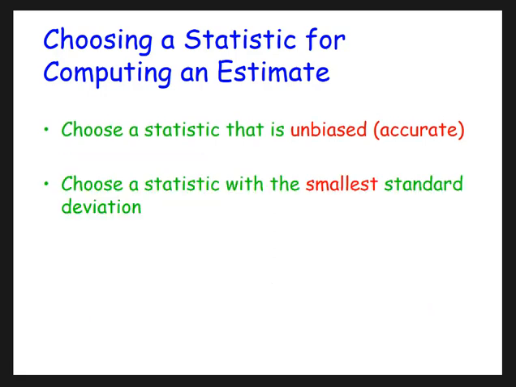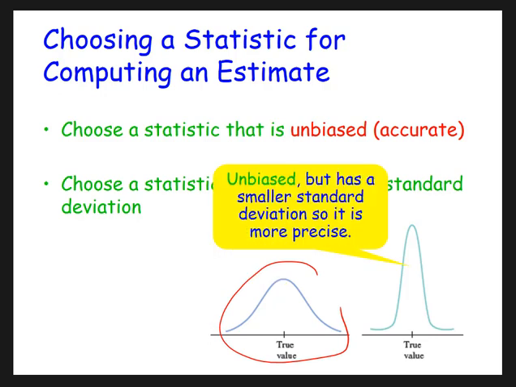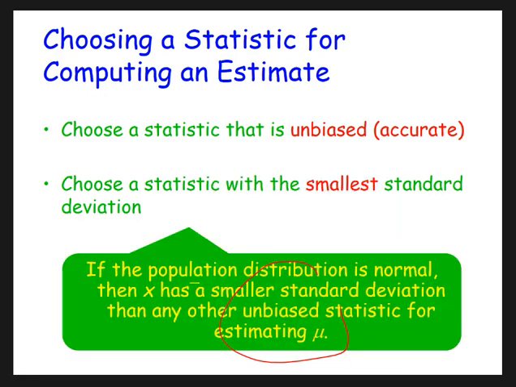So we want to choose an unbiased estimate. We also want to choose a statistic with the smallest standard deviation, the one that's going to vary less away from that true population value. So both of these are unbiased, but this one has a larger standard deviation. That curve is more spread out. This one has less standard deviation. It's a tighter, narrower curve. So because of that, we would rather use the one with a smaller standard deviation.